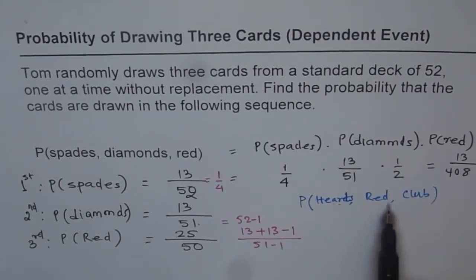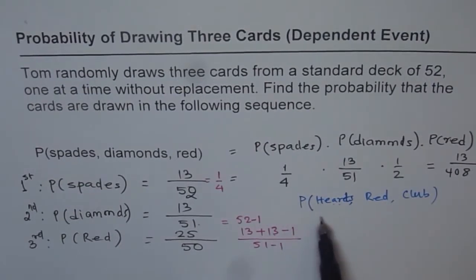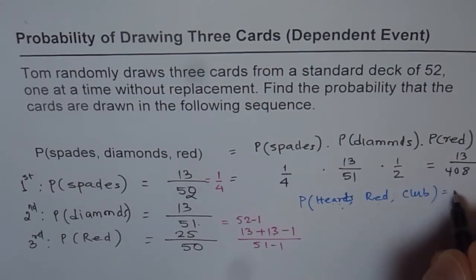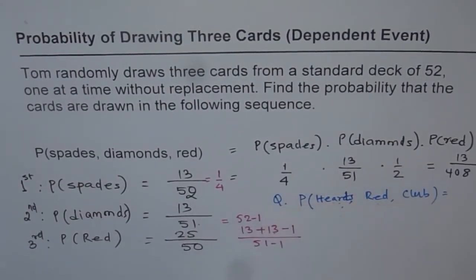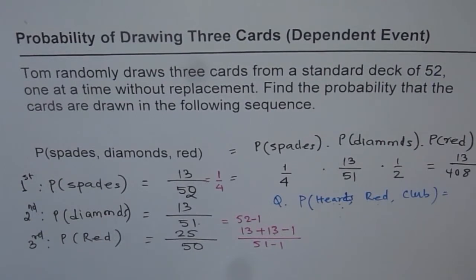Keep that in mind. So what is the probability of 3 cards when you draw from a deck of standard 52 cards, one at a time without replacement, to get a sequence of a hearts, a red card, and a card of clubs, right? So figure that out. So that is your practice question. Try to do it, and we have a few more questions on cards, and then we will take up another topic. Thank you and all the best.